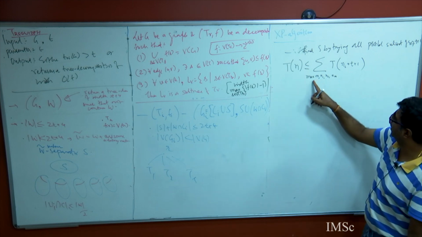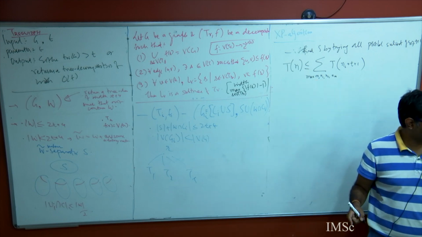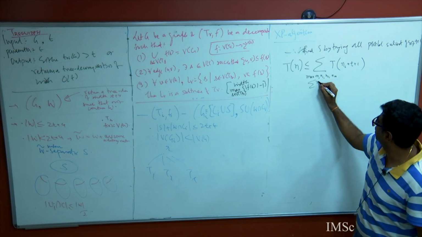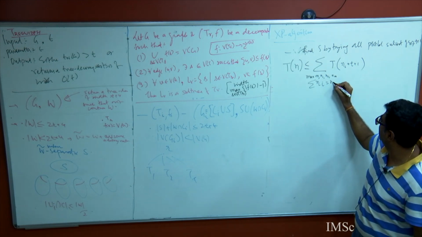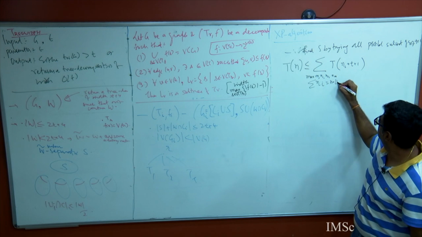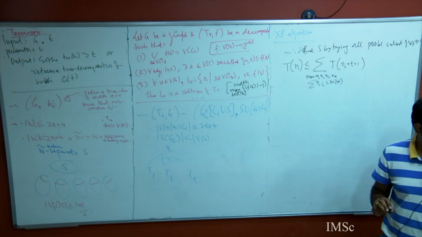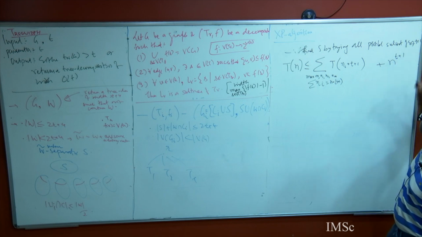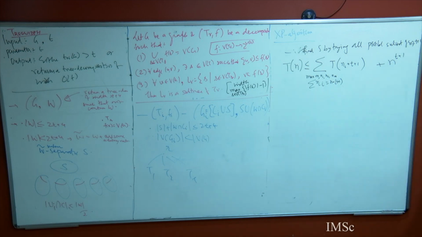So this is the max over these things: the number of components, which I don't know, and N1, N2, ..., Nm, such that the summation of Ni is equal to N minus T plus 1. This is true, and plus N to the power T plus 1, because that is the time to find the separator. This is my recurrence.